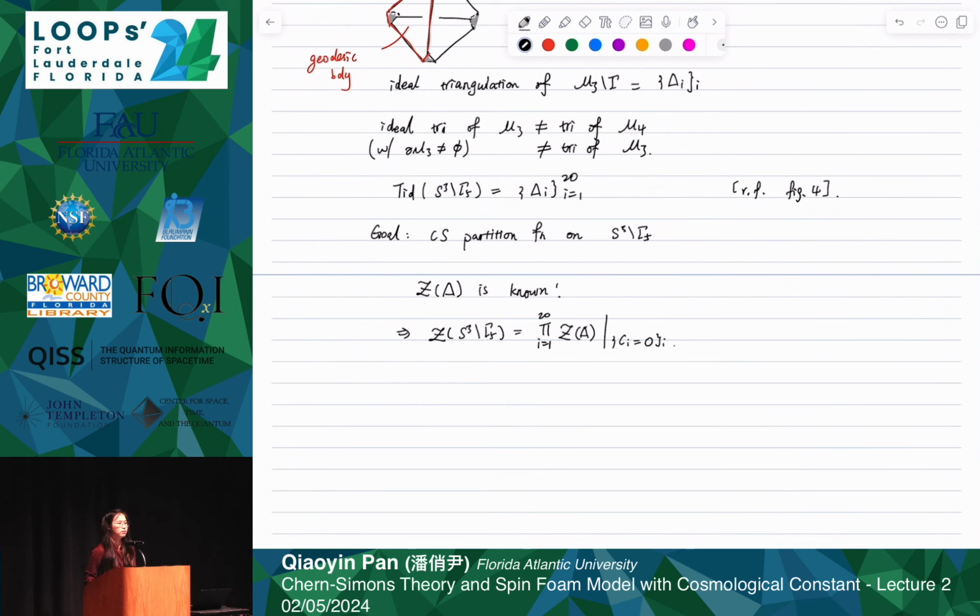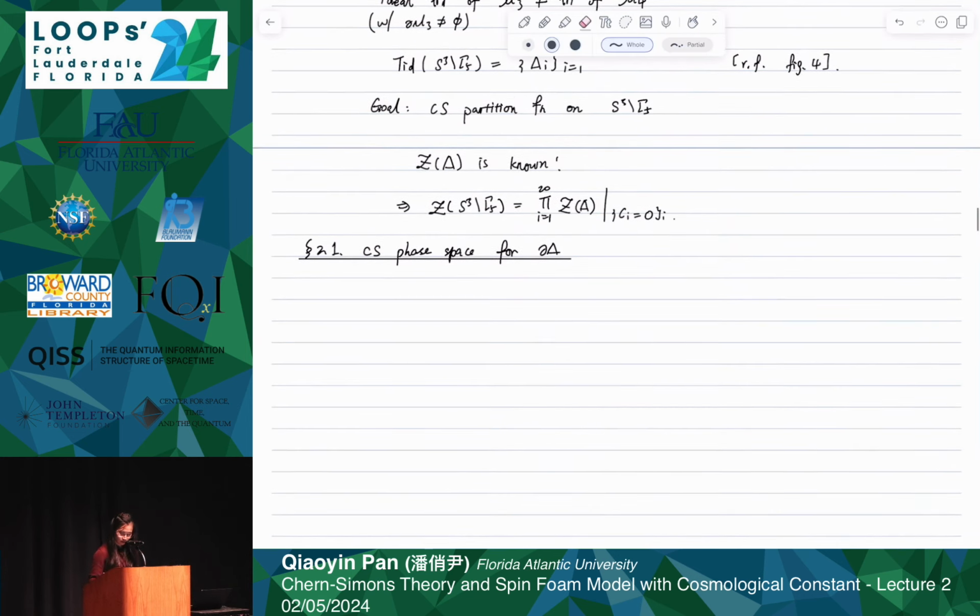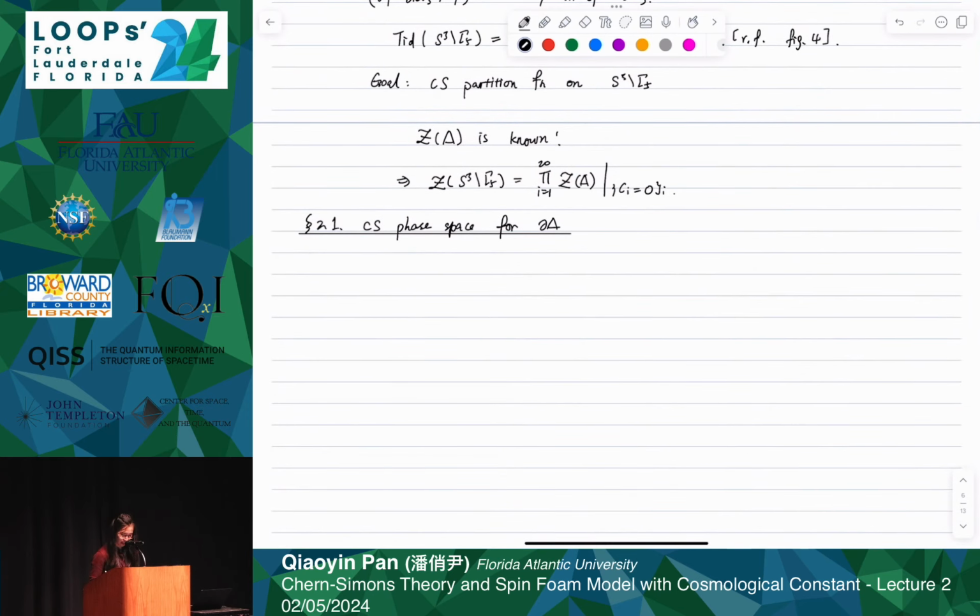So it's very simple. Our task 1.1 is to construct this partition function on an ideal tetrahedron. So let's do that. The main thing in this lecture is to explain how we construct it. We start from the classical setting. First, we consider the Chern-Simons phase space for the boundary of an ideal tetrahedron. So first consider a general two-manifold.